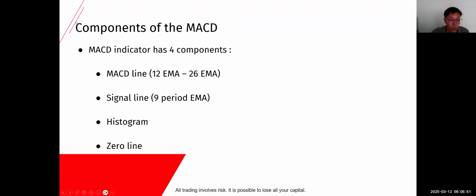I'll mention the components and then I'll show you what it is. The MACD indicator has four components. Firstly, the MACD line, which uses the 12 EMA as well as the 26 EMA. Then we also have the signal line, which is the 9-period EMA. This is the one where, when you see a crossover, it is either a buy or sell. Then we have the histogram. The histogram is basically showing the strength of how many people are buying and how many people are selling, to put it simply. And then the zero line.